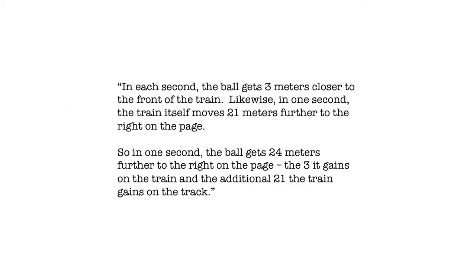So here I've written out the equation in a kind of verbose way in the specific case of the ball and the train. So in each second, the ball gets 3 meters closer to the front of the train, 3 meters per second. Likewise, in 1 second, the train itself moves 21 meters further to the right on the page. Therefore, in 1 second, the ball gets 24 meters further to the right on the page. The 3 that it gains on the train and the additional 21 that the train gains on the track. So this all seems very good and sensible.